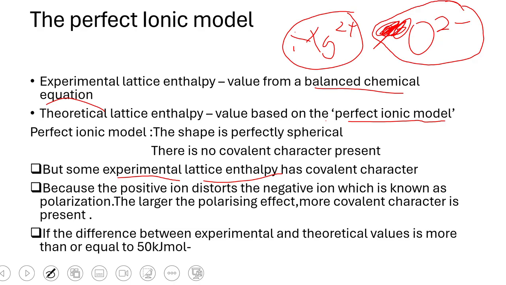The more it distorts the negative ion, the more the covalent character is present. So the larger the polarizing effects, the more the covalent character present. And if the difference between the experimental and the theoretical values is more than or equal to 50 kilojoules, there is covalent character present.